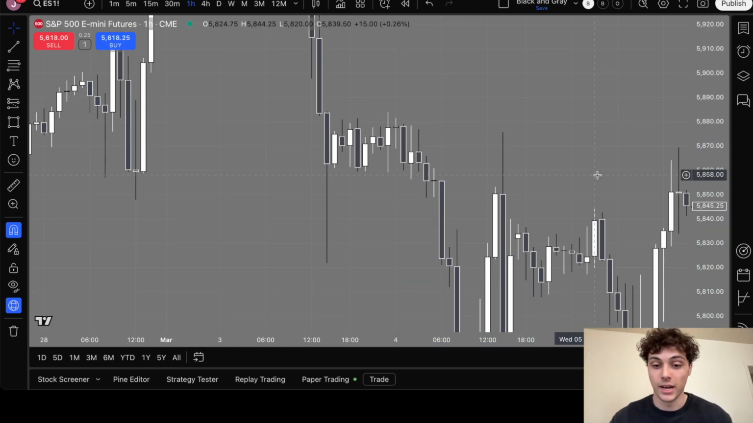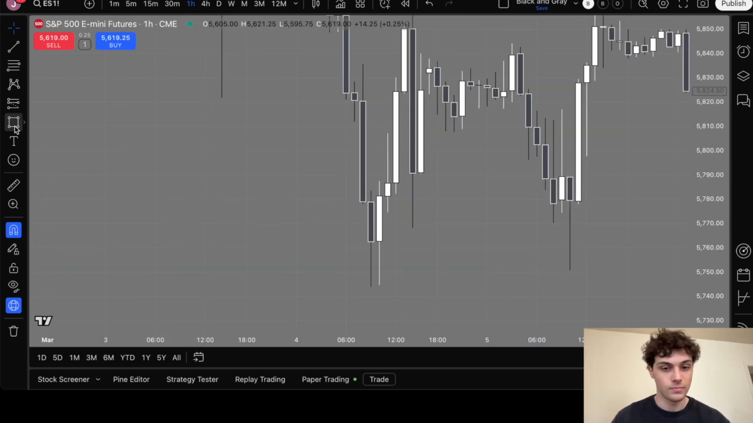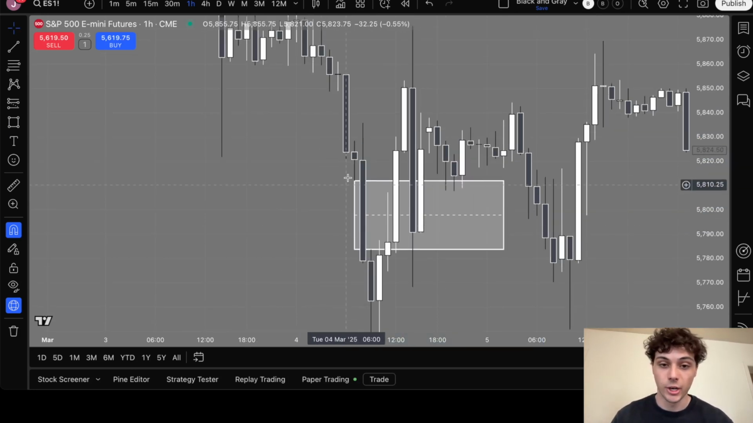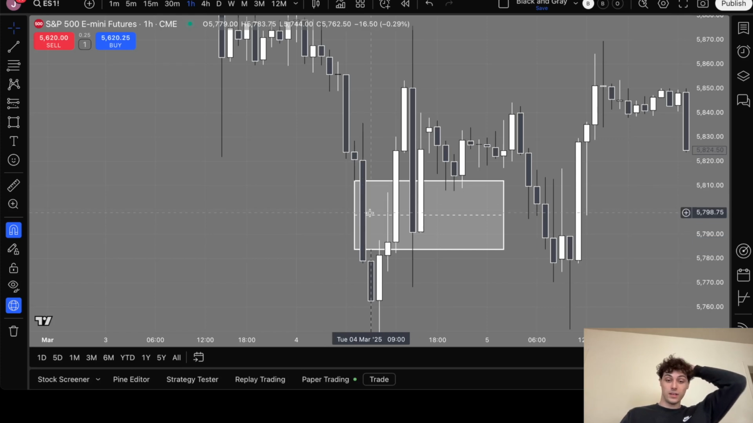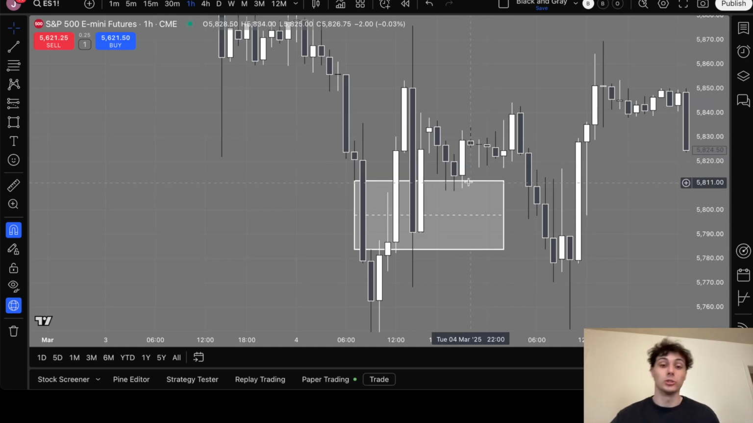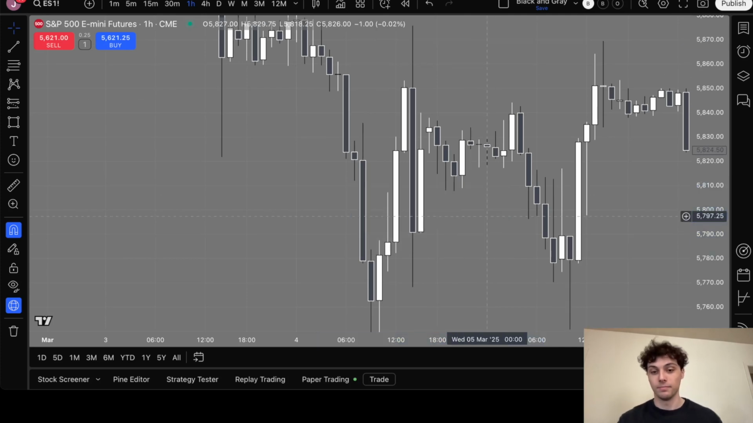So what happens right here? Let's go down. This is a great example of an inverse fair value gap. So right here, price breaks this fair value gap, goes back down into it, and as you can see, we have an inverse right here. So what does price do? Bounces in it, goes out, bounce, bounce, bounce, bounce. Boom, up, down, up, back out. Cool.